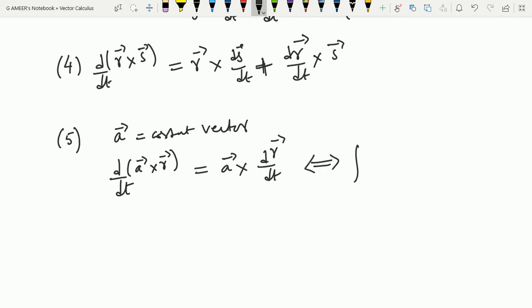So anti-differentiation of this can be done as integration of A cross dr by dt with respect to t will be is equal to A cross r plus C. Okay, this is a constant, even it is a constant vector, because cross product here gives the vector. Okay, let us go for the sixth one.